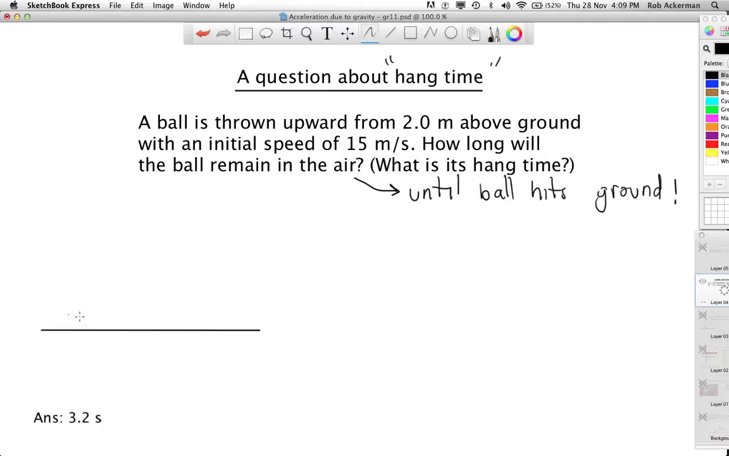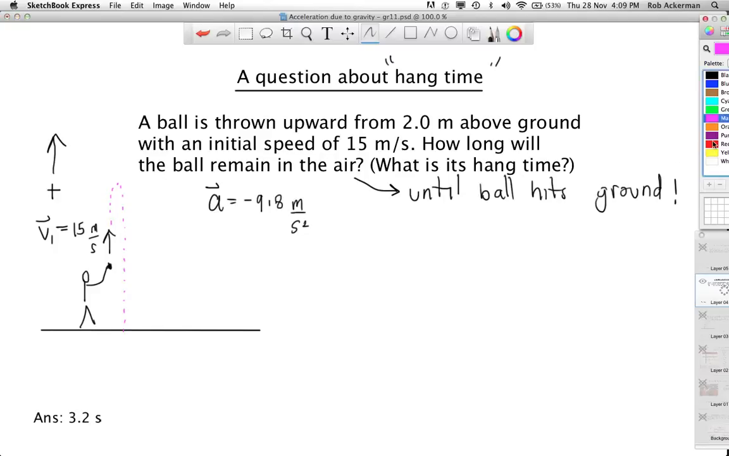So here we go. The ball started from 2 meters up, like this. It was launched upward with a v1 of 15 meters per second. I think we said positive would be the upward direction. We realized that a will therefore be negative 9.8 because gravity points down. Only this time the ball is going up, and we're interested in also the down part. We want the total time, and we have to take into account that the ball started from 2 meters above the ground as well.